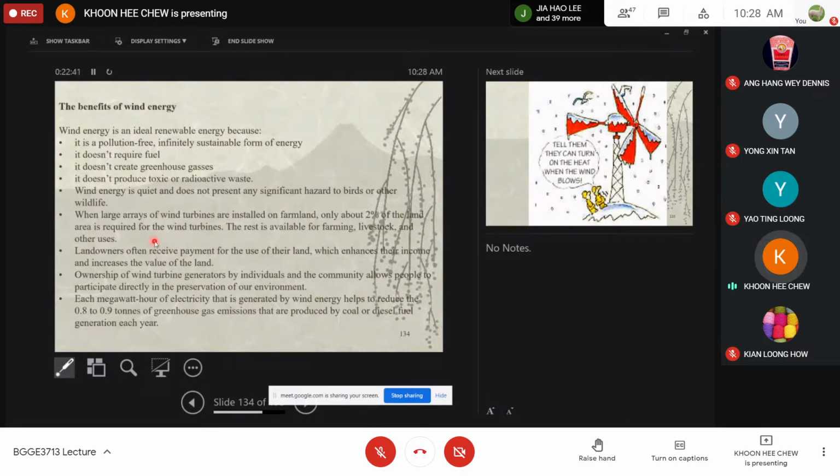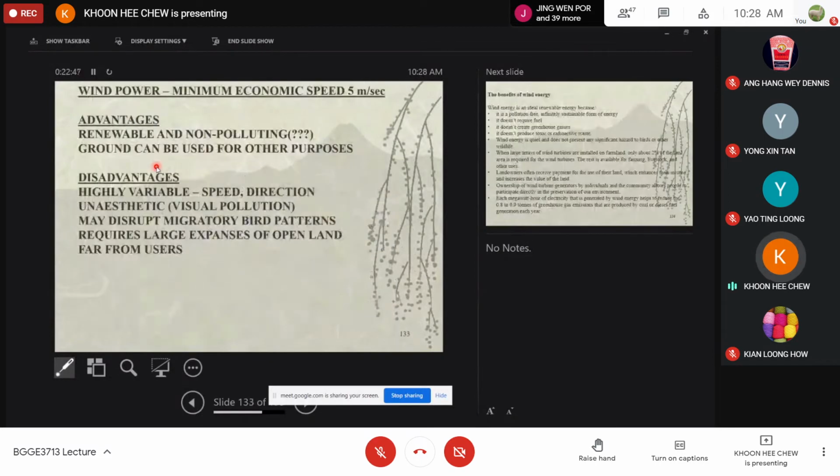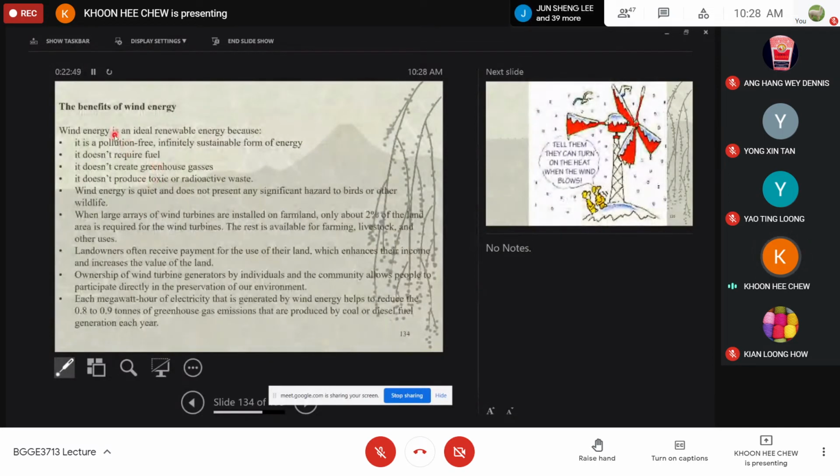Okay, what are the benefits of wind energy? Just now we were talking about advantages, right? So now let's look in detail. Wind energy is an ideal renewable energy. Why? Because it is pollution free, and again, this pollution free is a question mark. It depends on where you are, what angle you are looking at it. If you are looking at the visual side, then you may say it is visual pollution, the aesthetic. If you're looking at the land side, it may cause land pollution because it needs deforestation or relocating the people, just as what happened for the hydroelectricity power.